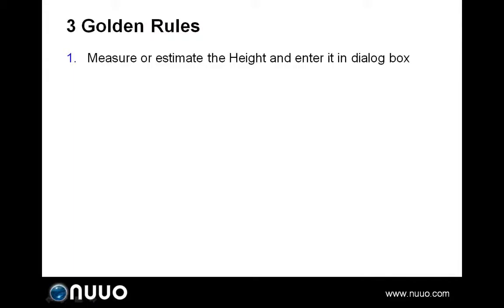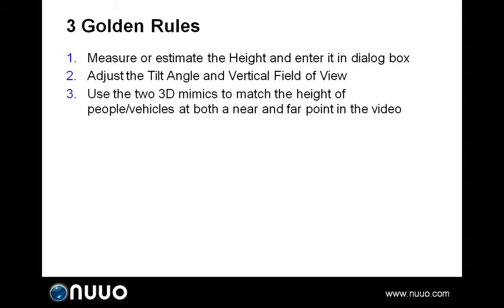To summarize, these are the rules of calibration. First, measure or estimate the height of the camera above the ground and enter the first parameter at the beginning of the calibration. Then, adjust the tilt angle and vertical field of view. Number 3. Use the two 3D mimics to match the height of people or vehicles at both a near and a far point in the video.